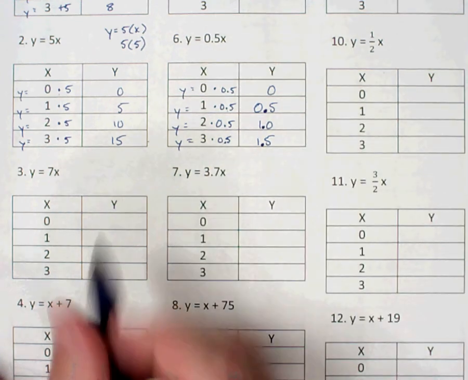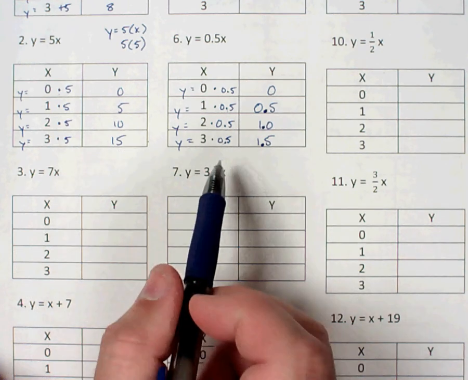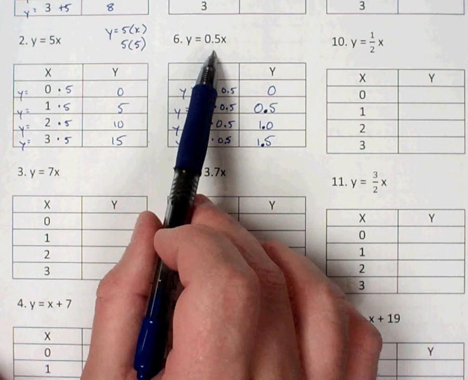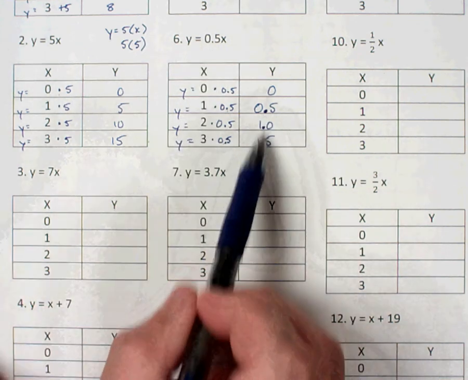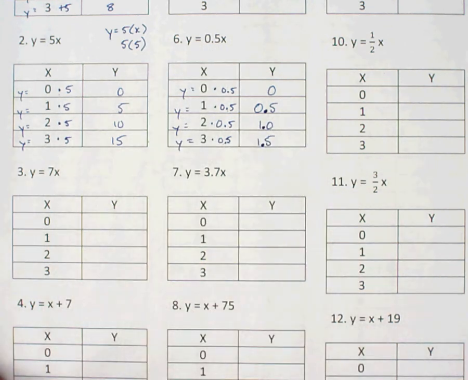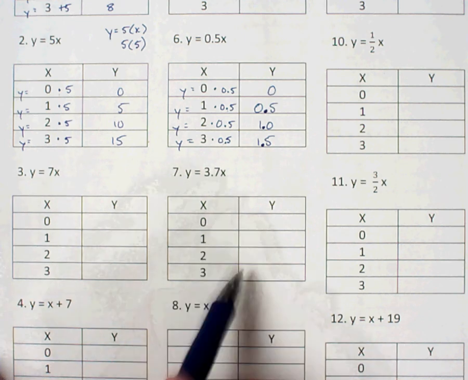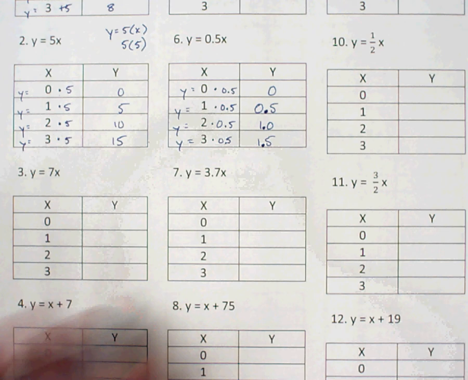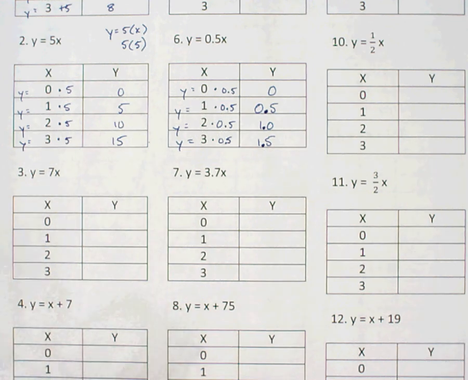So this is basically the same thing that we did over here. It's just we're multiplying by 0.5 now instead of 5. So I have to remember to put my decimal in the correct spot. And number 7 pretty much does the same thing. We're just multiplying by 3.7 now. So we just need to remember to put our decimal in the right spot.